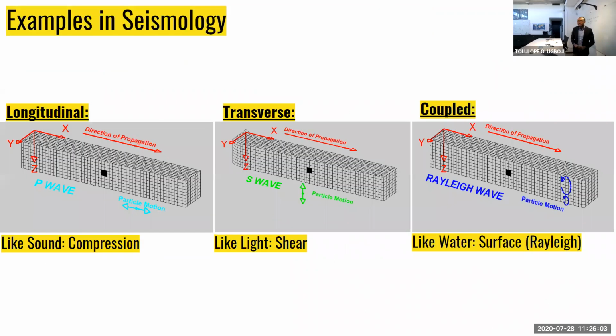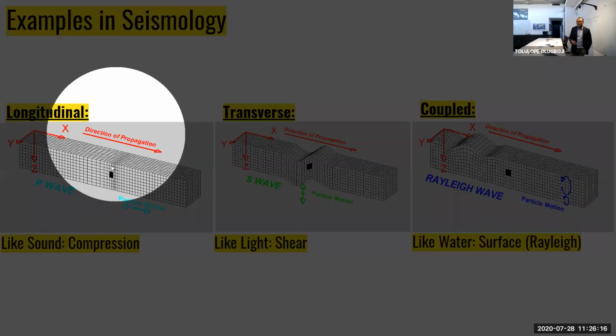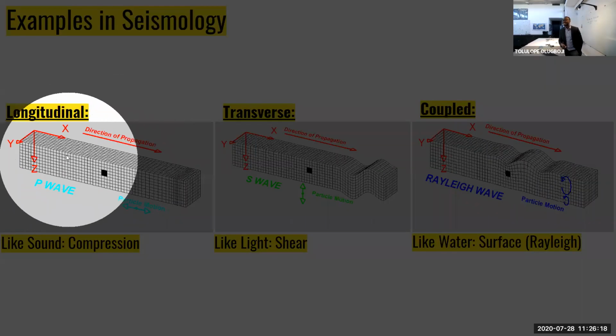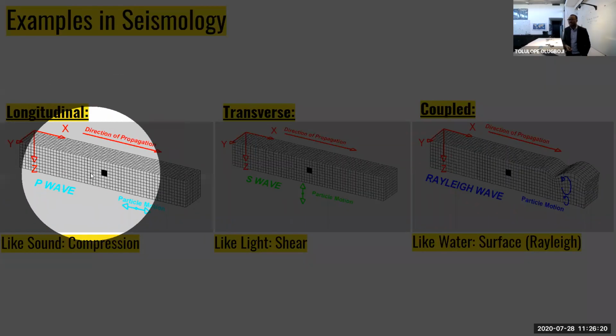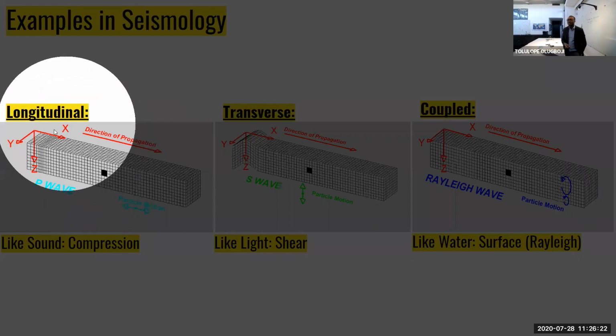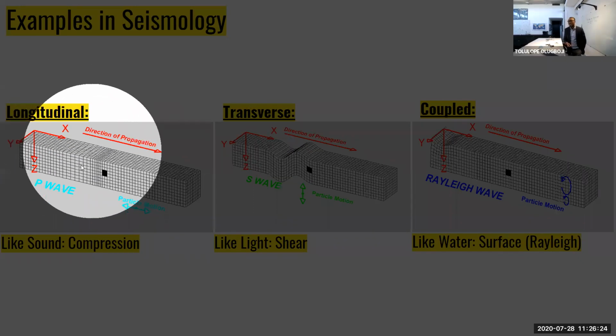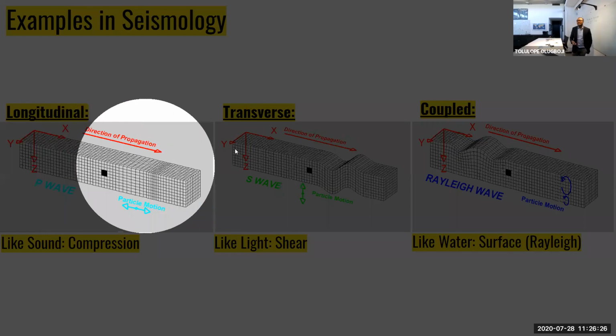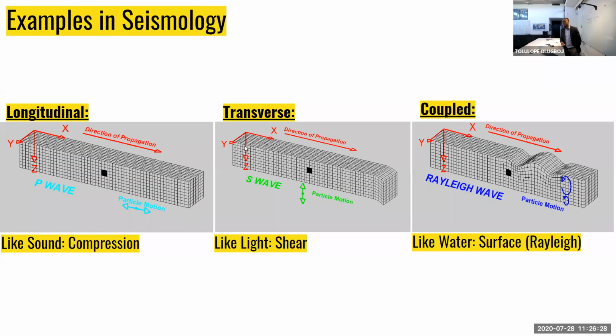Let's proceed. So we've seen examples in nature. How about examples in seismology? I've shown you in the slide before. This is a longitudinal wave. This is a compressional wave. It is exactly sound traveling through solid. So P waves are sound traveling through solid, compression waves traveling through solid. Transverse, go ahead. We have a question before we move forward.